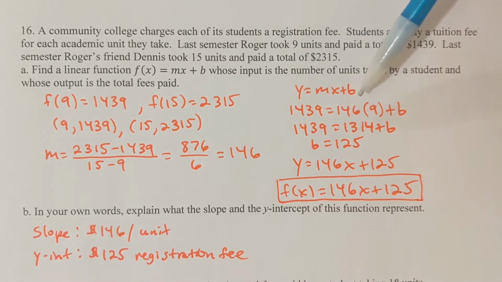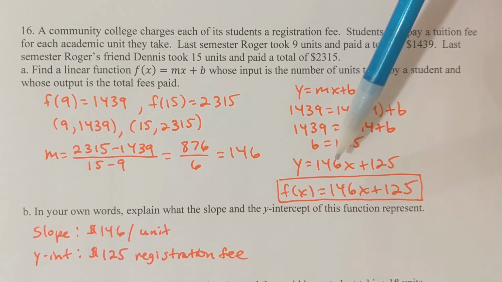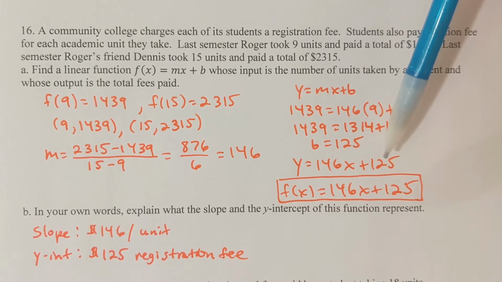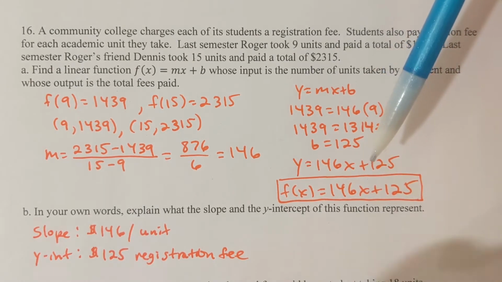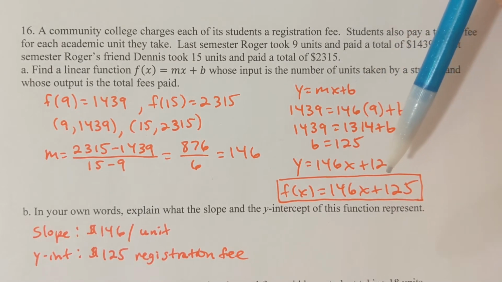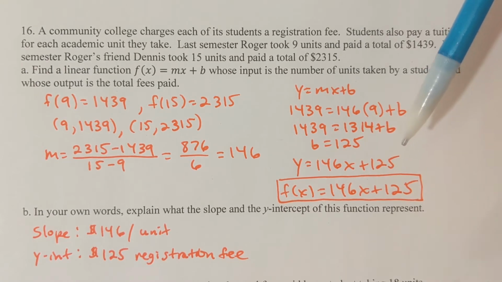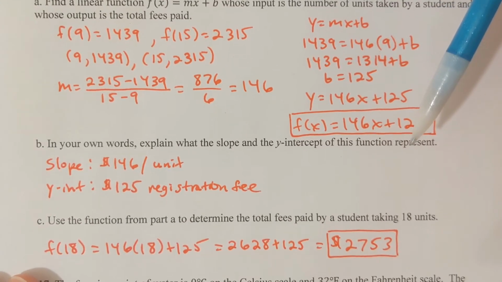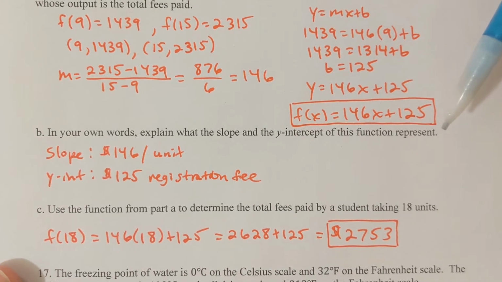Okay, so I know m, I know b. Y equals mx plus b for this problem means that y is equal to 146 times x plus 125. Using function notation, f of x would be 146x plus 125. And that'd be the answer to part A. Part B, in your own words, explain what the slope and the y-intercept of this function represent.